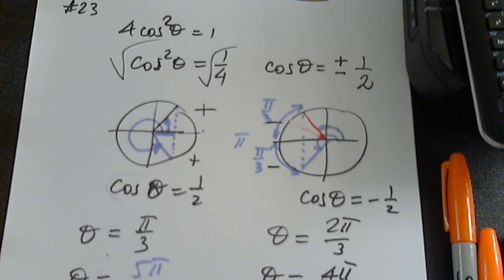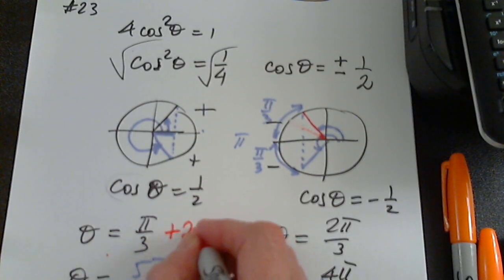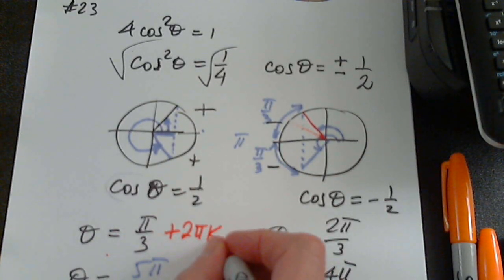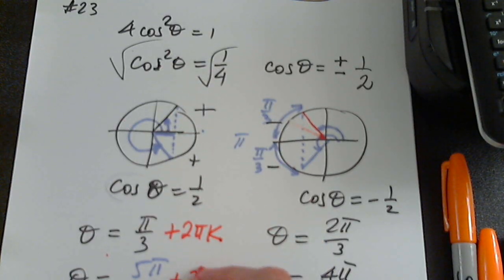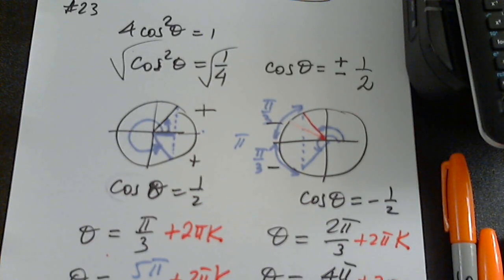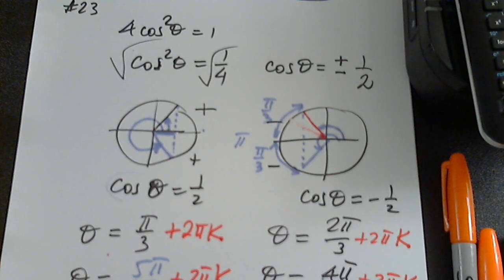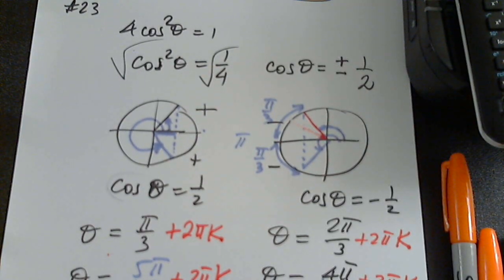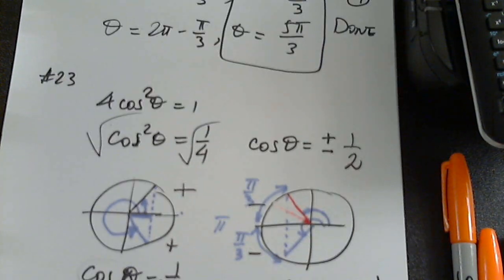If we are not asked to use 0 to 2 pi, but present all possible solutions, here's what we do. I'm going to add it in a different color: plus 2 pi k, plus 2 pi k, plus 2 pi k, plus 2 pi k. What is k? K is any integer. It can be 0, it can be plus or minus 1, plus or minus 2, and so on. What does this mean? It means that there are infinitely many solutions.